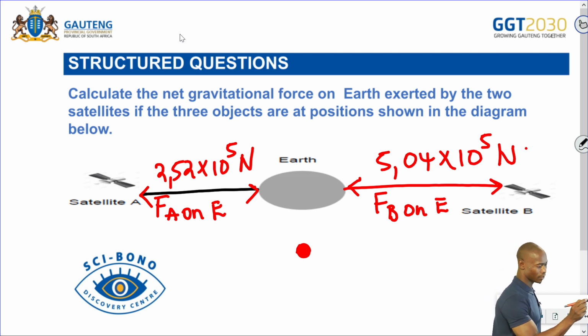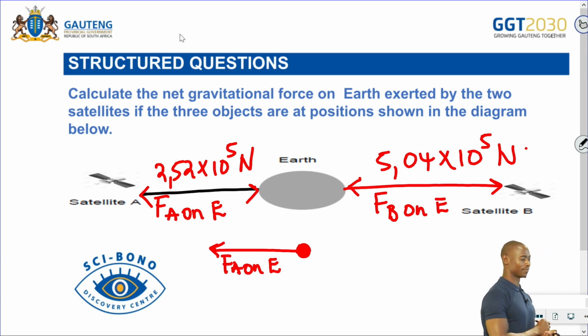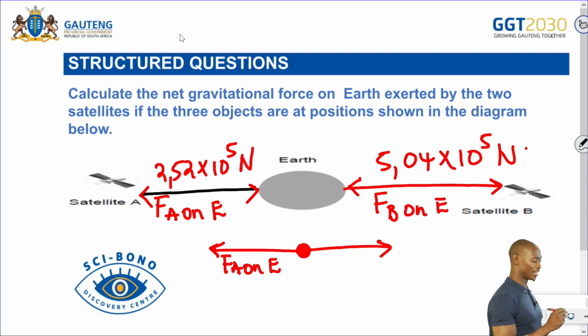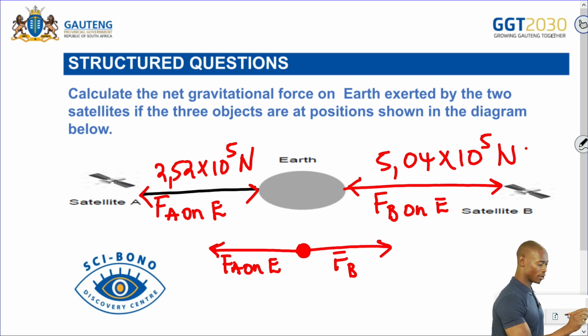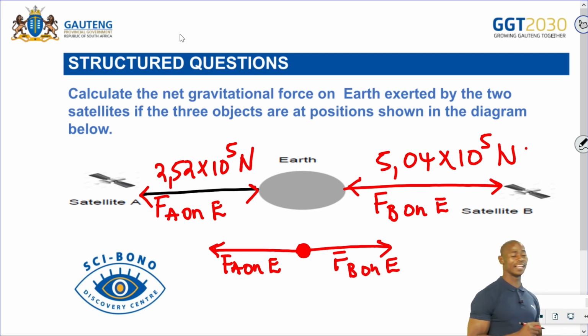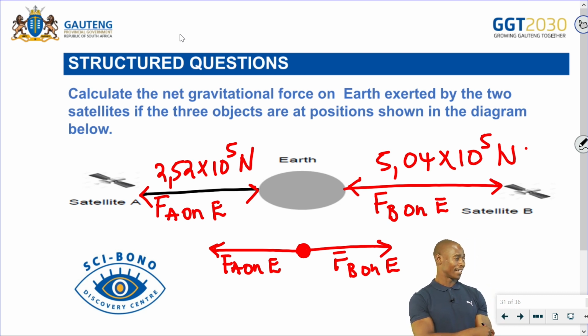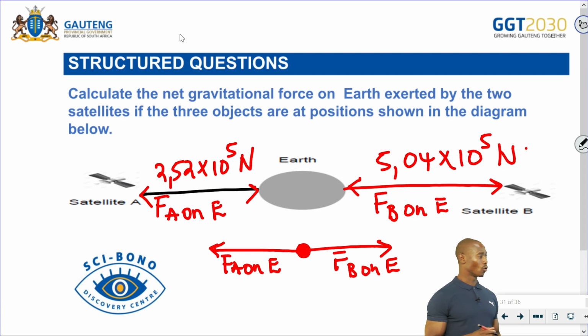Force exerted by satellite A on Earth, so the Earth will be attracted to satellite A. So this is the force of A on E. Then the Earth is also attracted to satellite B. So this is the force exerted by B on Earth. You can see that these two forces are acting in opposite directions. So now let's calculate the net.